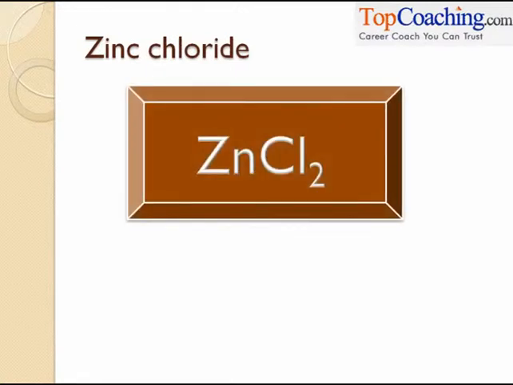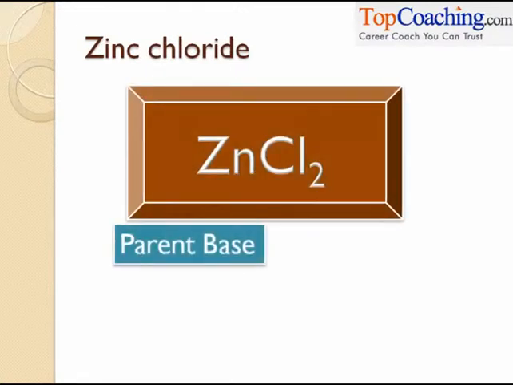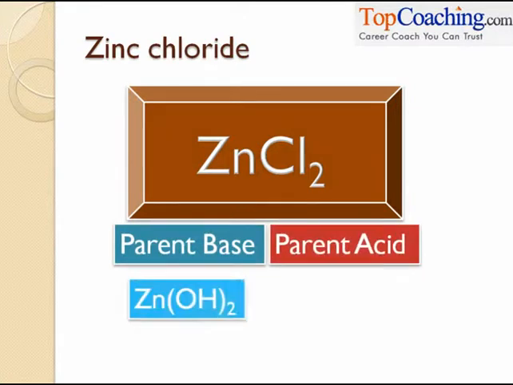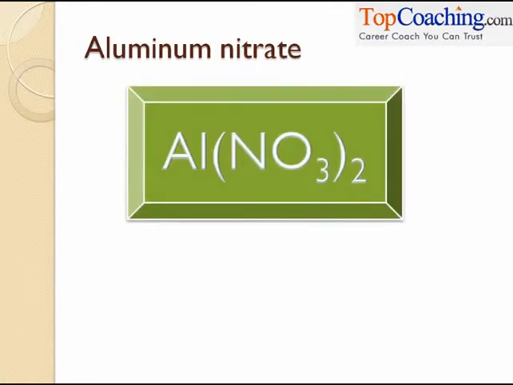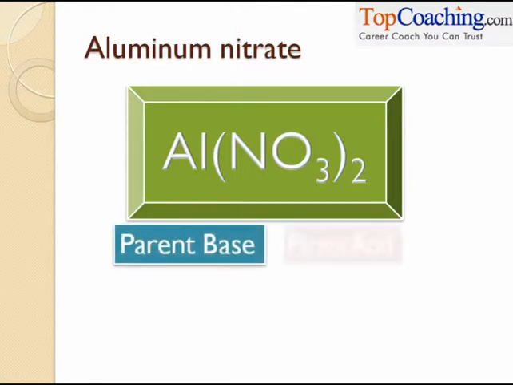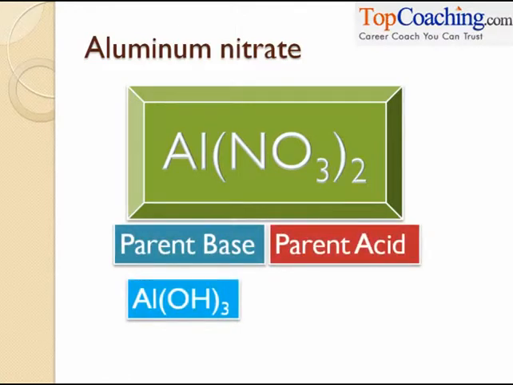Zinc chloride. Zn, the first part, tells us the name of the parent base. Zinc hydroxide, Zn(OH) whole twice. The second part tells us the name of the acid, hydrochloric acid. Aluminium nitrate. The first part, aluminium, tells us the name of the base, aluminium hydroxide. The second part, nitrate ion, tells us the name of the parent acid, that's nitric acid. So there you go. It was so easy, calculating the parent base and the parent acid for all these salts. That's how we got our answers.